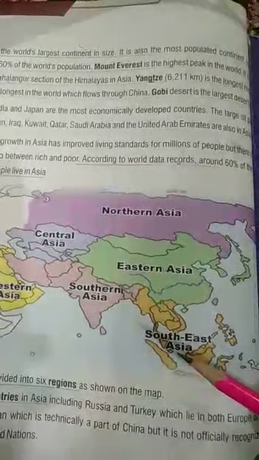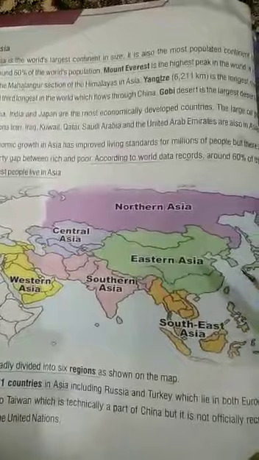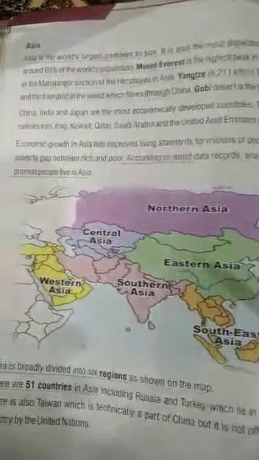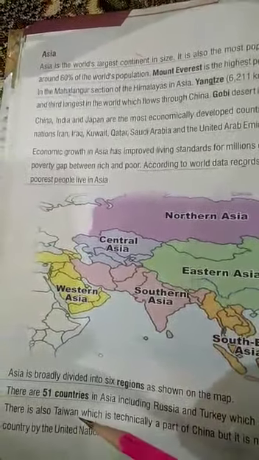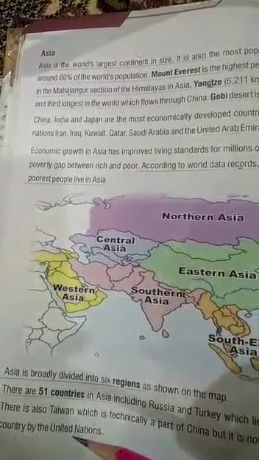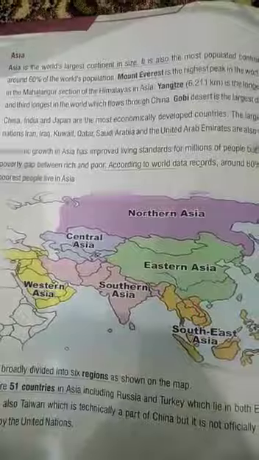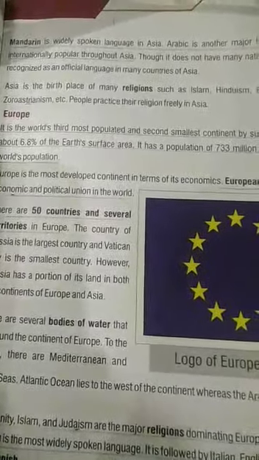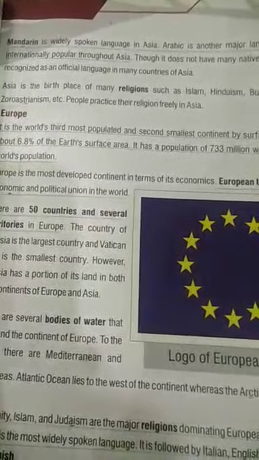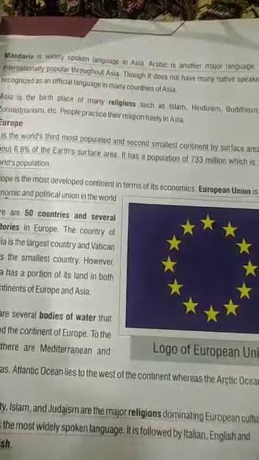Okay, students? And we also learned that Taiwan is actually not a country recognized by the United Nations, but technically it's a part of China. We also talked about Mandarin, the widely spoken language of Asia, and Arabic is another major language, and English is internationally popular throughout Asia.